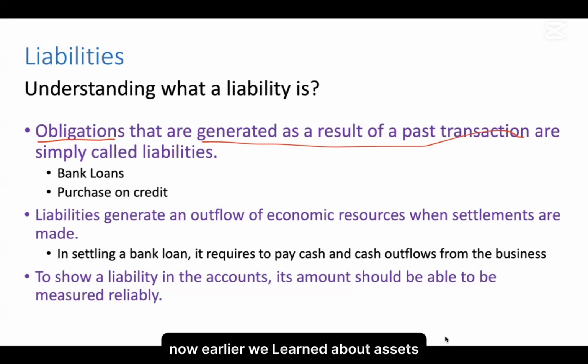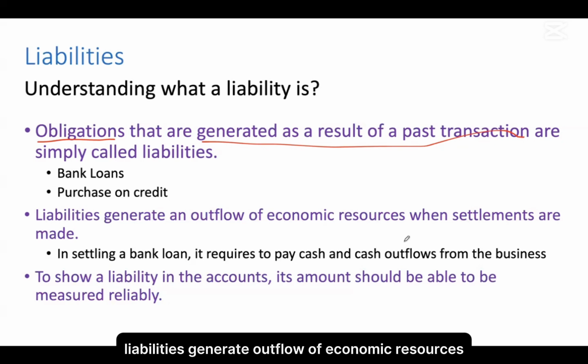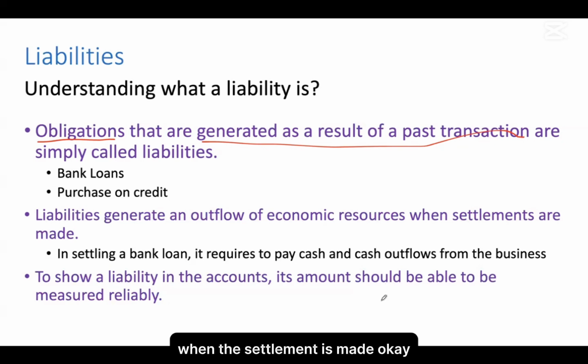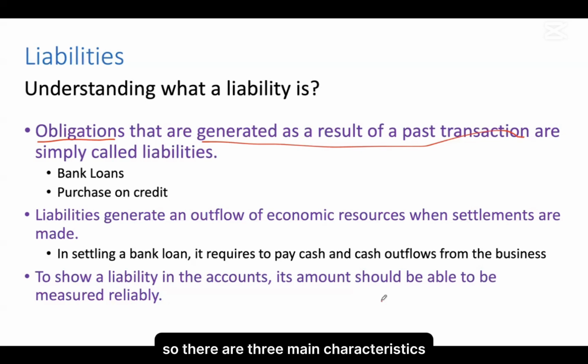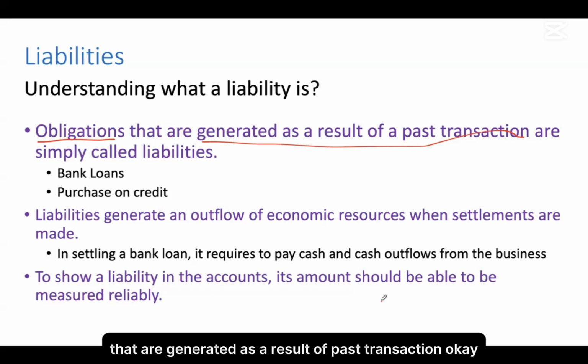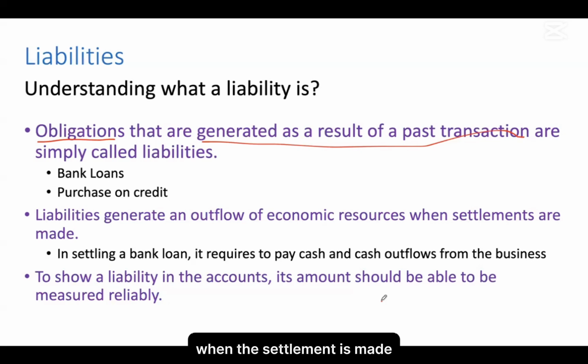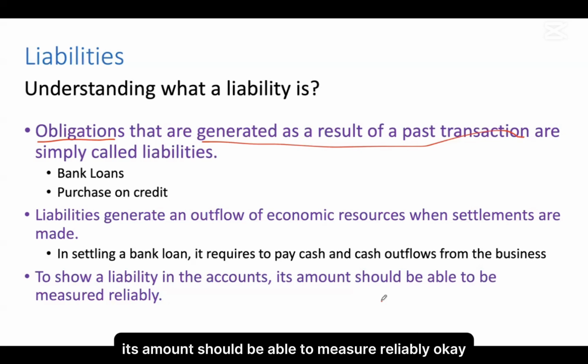Liabilities generate an outflow of economic resources when settlement is made. Earlier we learned that assets generate future economic benefits. Here, liabilities generate an outflow of economic resources when the settlement is made. And to show a liability in the accounts, its amount should be able to be measured reliably, similar to assets, where cost or value should be reliably valued. So there are three main characteristics: obligations generated as a result of a past transaction, outflow of economic resources when settled, and an amount that can be measured reliably.